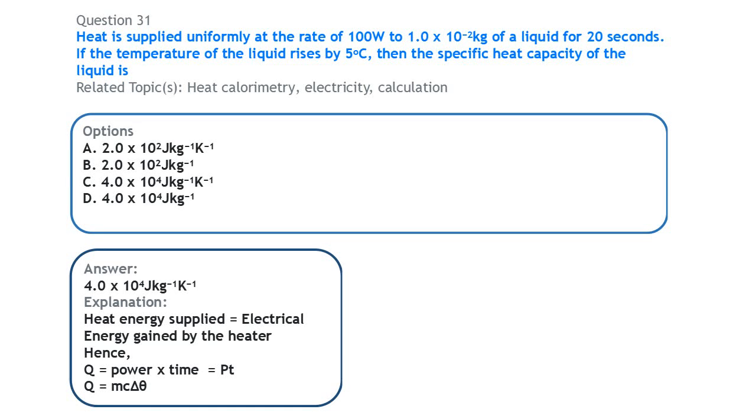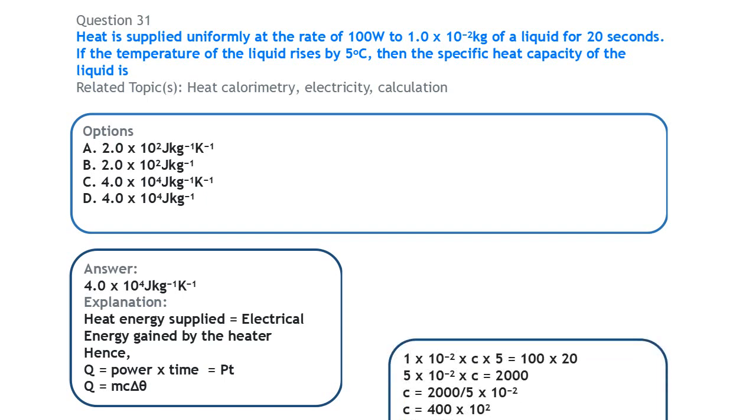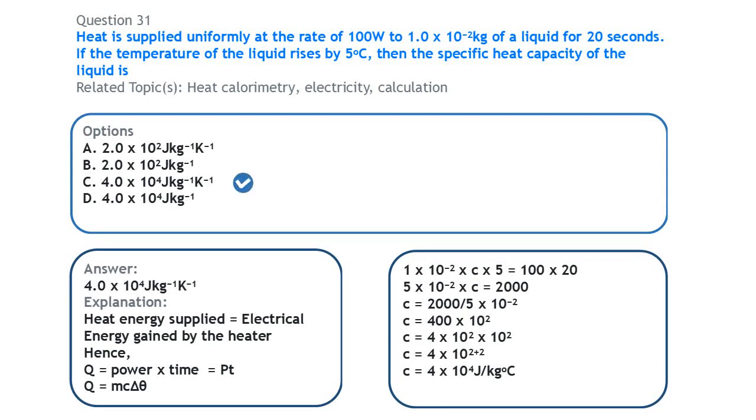Another formula that we also use is that the quantity of heat is equal to the mass of the substance that is being heated, times the specific heat capacity of that substance, times the change in temperature of the substance, or the rise in its temperature. And it could be a decrease, but usually it is a rise because you are supplying heat. So since Q here is PT and Q here is MC delta theta, we can equate these two formulas together.